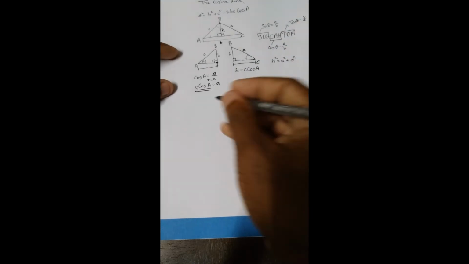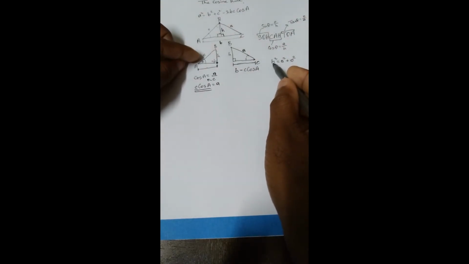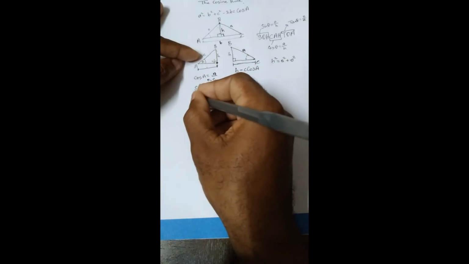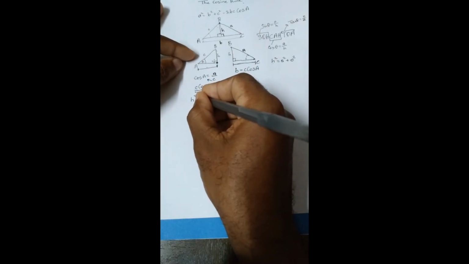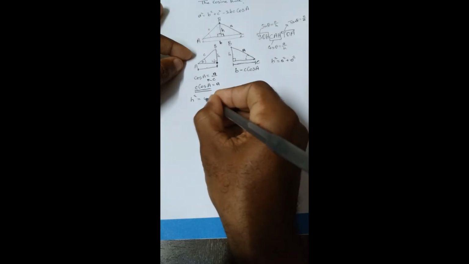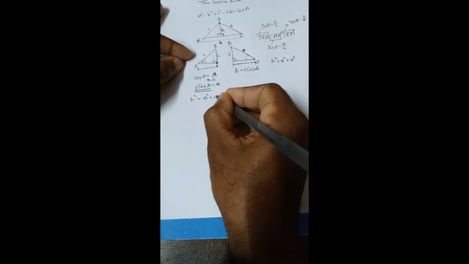Now next, I'm going to apply Pythagoras theorem to both triangles. So remember, Pythagoras theorem states that h squared is equal to a squared plus o squared. So I'm going to apply the Pythagoras theorem formula to both triangles. So h represents the hypotenuse. In this case it is c. So let me just rewrite the formula here: h squared is equal to a squared plus o squared.